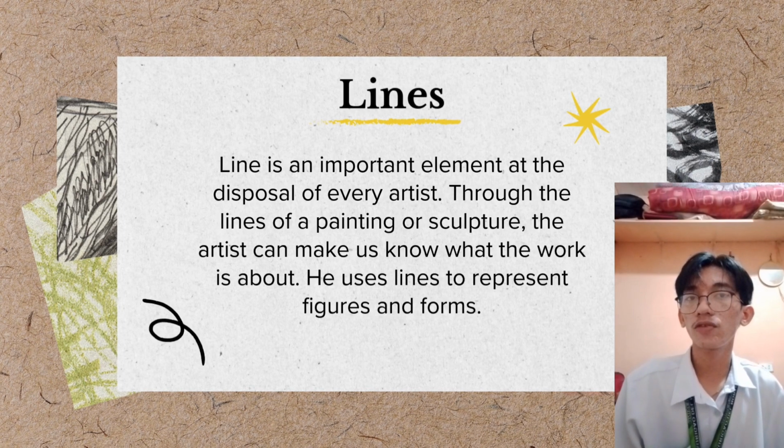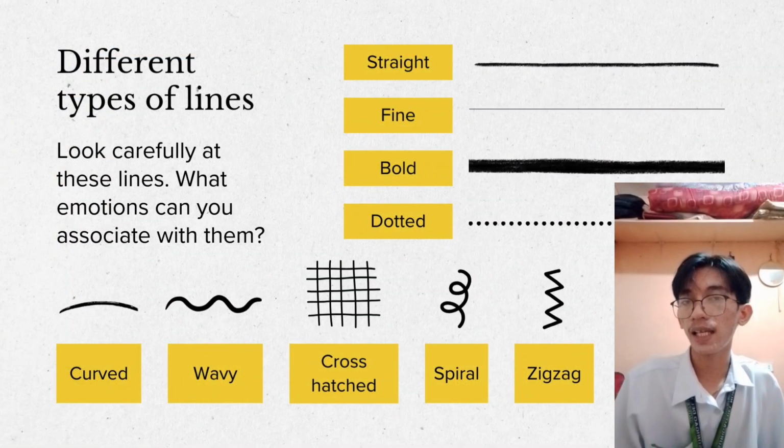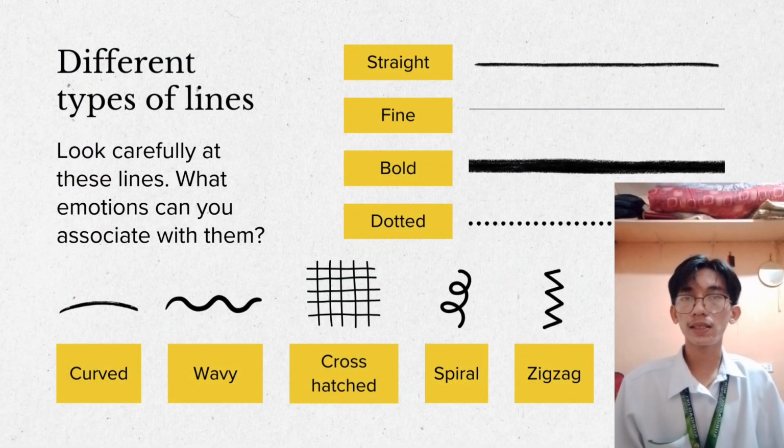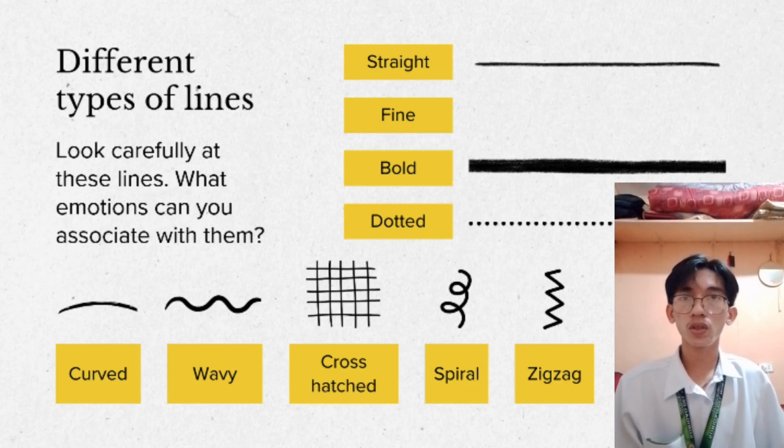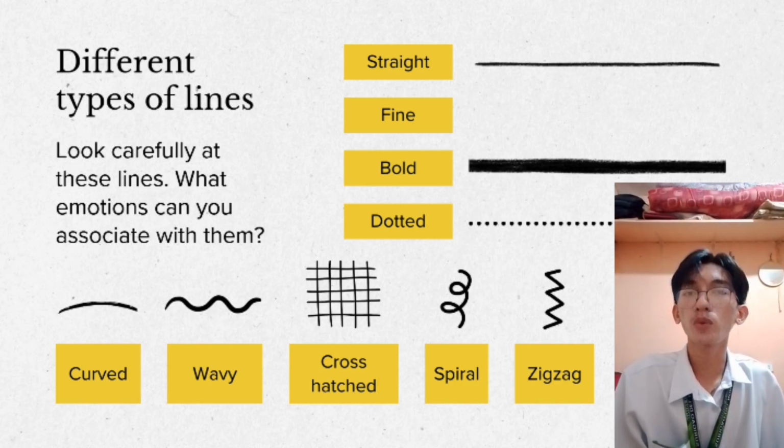So here are the different types of lines. Look carefully at these lines. What emotion can you associate with them?